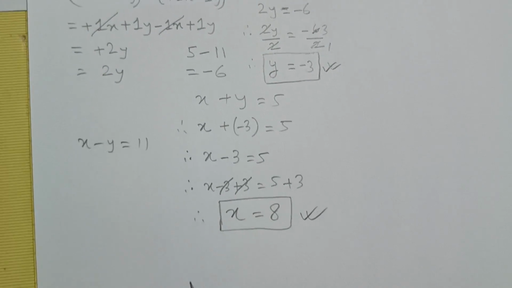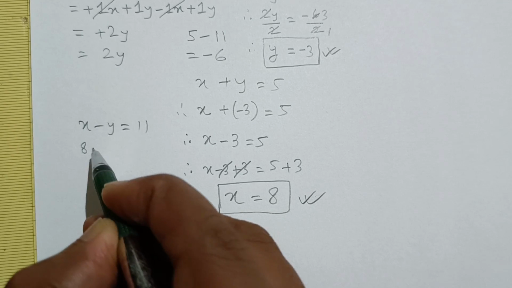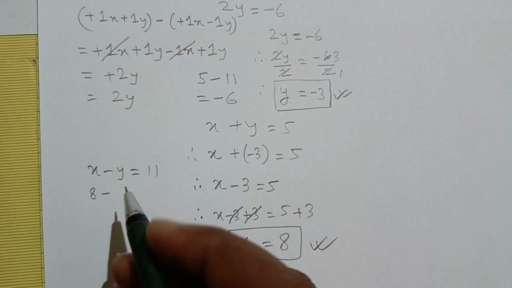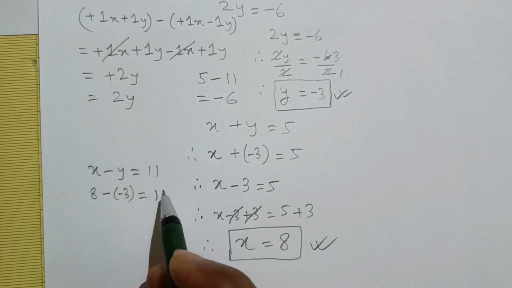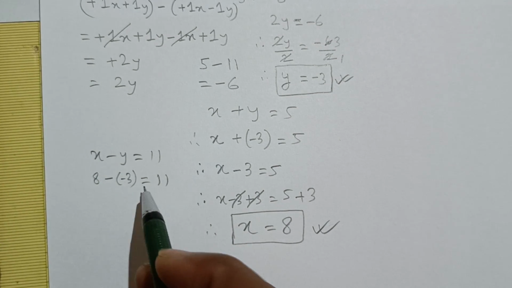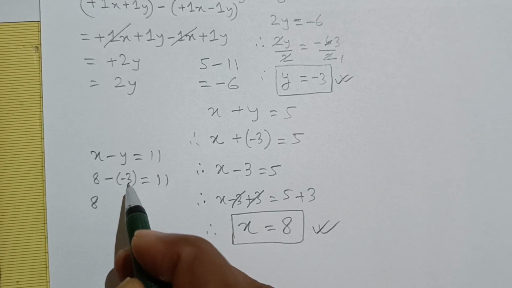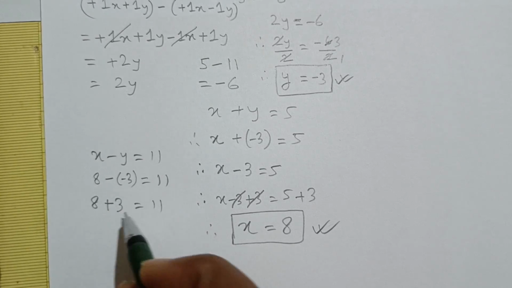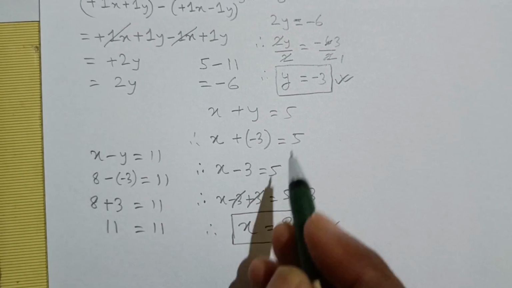So what is the value of x? Our value of x is 8. So instead of x I will write 8 minus, what is the value of y? Our value of y is minus 3. So instead of y I will write minus 3. And is this equal to 11 or not? Let us check it. So 8 minus minus 3. Minus into minus is plus. So 8 plus 3, and yes, 8 plus 3 is 11. So 11 equals 11. Yes, so our answer is correct.